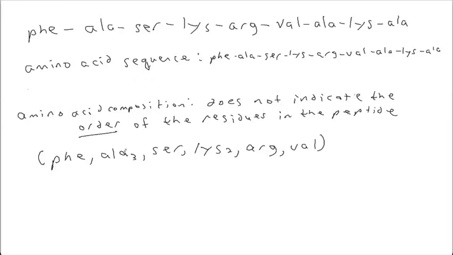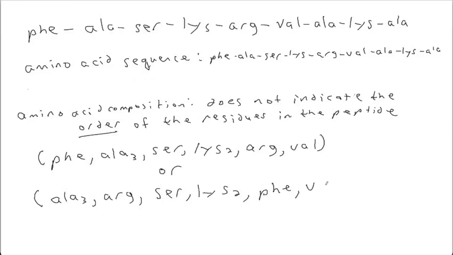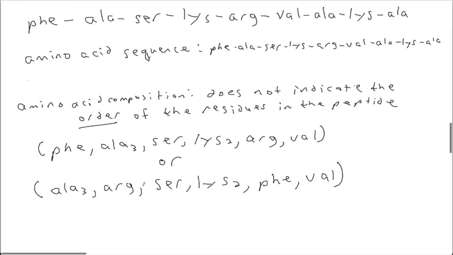Is that right? 1, 2, 3, 4, 5, 6, 7, 8, 9. Okay. So do you see the difference between composition and sequence? Would you agree there are many different ways to write the composition, but there's only one way to write the sequence?